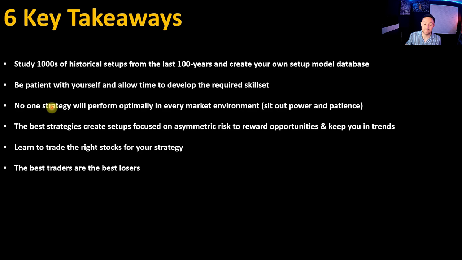So, 6 key takeaways. What can you actually do, I think, to start improving? Let's go. Study thousands of historical setups from the past 100 years and create your own setup model books. That's an absolute must. It is an absolute must. If you want to take this seriously, that's a must. Be patient with yourself and allow time to develop the required skill set. Remember that golf analogy with the handicap. It's going to take time to build your skill set of golf. You can't just go onto a driving range and start bombing a driver 300 yards. It's not going to happen like that. You've got to build up to it. You've got to build the skill set.